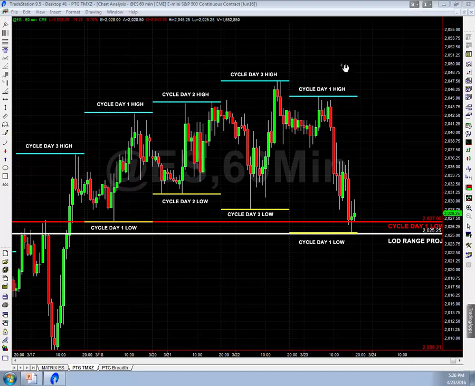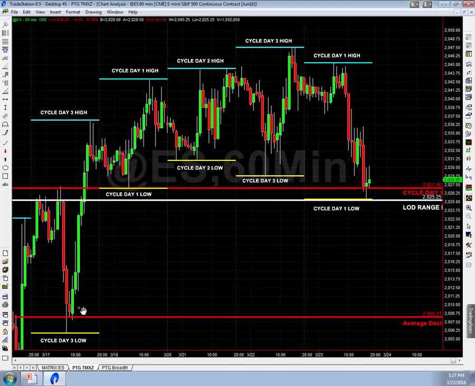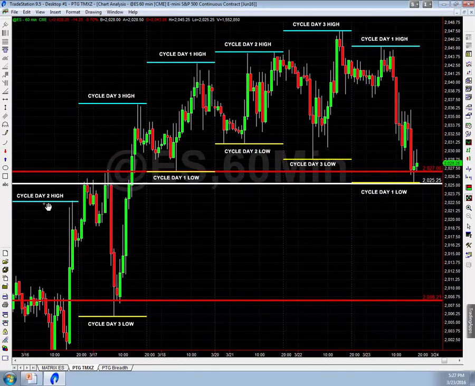So this brings us to today. This is today's action on cycle day 1. But let's walk through this cycle, which was most recent. Instead of talking theory, we'll talk about the practicality of what happened over the past several days. Let's start with the cycle day 3 high over here. This was the conclusion of a prior high, so this was cycle day 2's high.